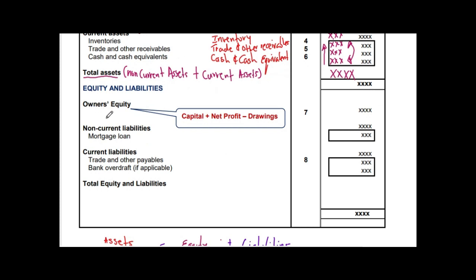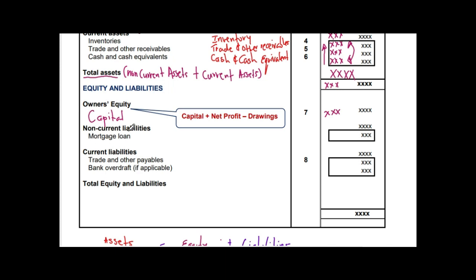As I told you, under owner's equity we only have one account, which is capital. And then your capital will be made of what? The opening balance of capital plus the net profit minus your drawings. And then we have our capital, and this amount of capital will be our equity and liability.